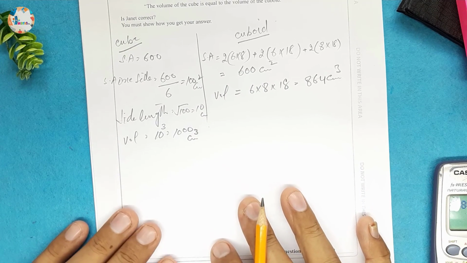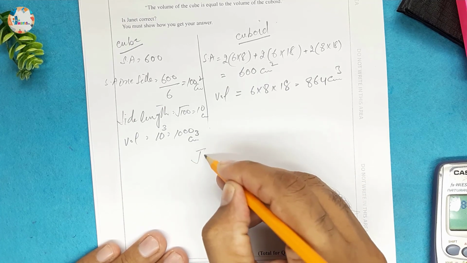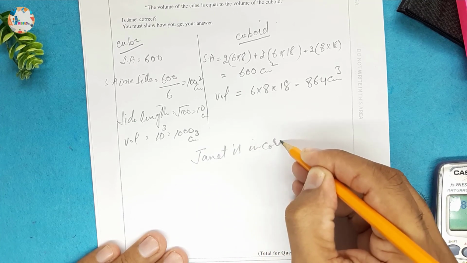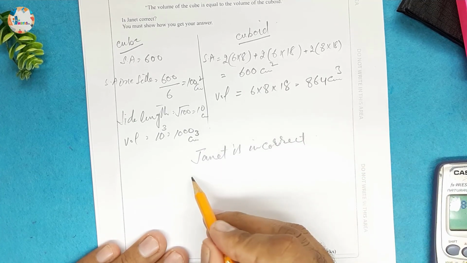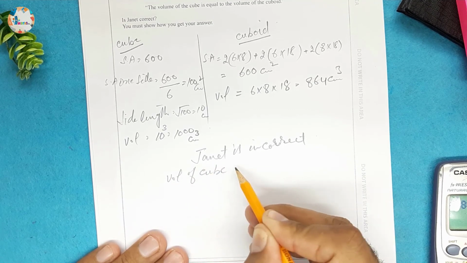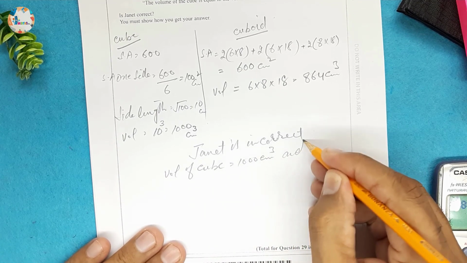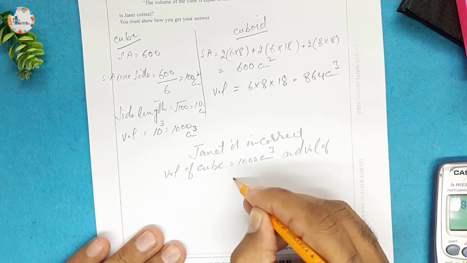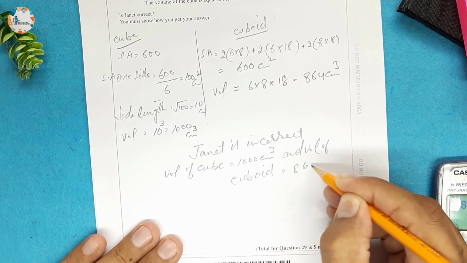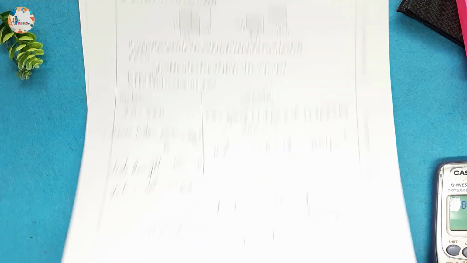So we can write that Janet is incorrect. Volume of cube is equal to 1000 centimeter cube, and volume of cuboid is equal to 864 centimeter cube. This will be the final answer for this one.